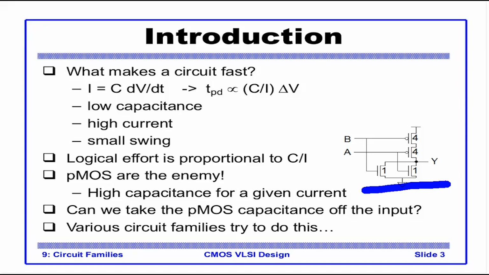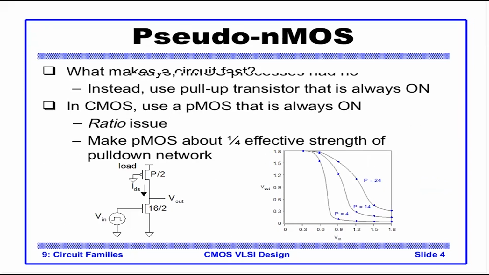The majority of the input capacitance and the output capacitance comes purely from PMOS. NMOS is a lesser factor here. That is why we are saying that PMOS is the enemy, because compared to NMOS, it has high capacitance for a given current. This is what makes people ask, what if I take PMOS out of the equation, out of the capacitance of the input or of the output? One of the most famous circuit families that tries to do that is called pseudo NMOS.